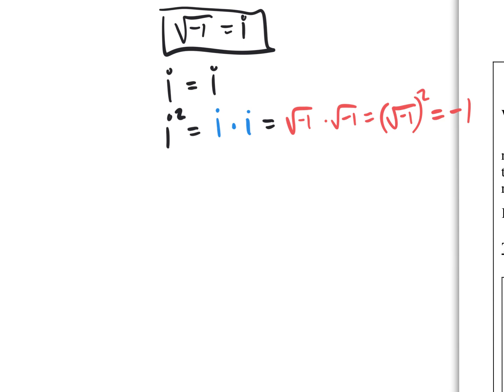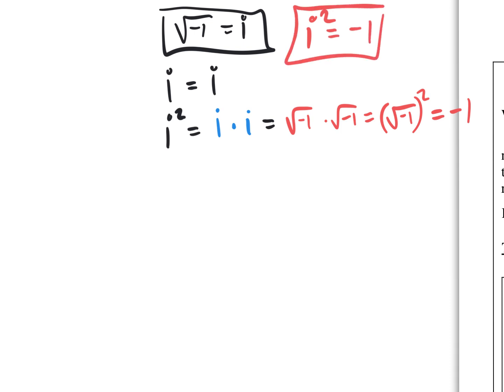Whoa. Check it out. i squared is really i times i, right? But what is i? i is really the square root of negative 1. So instead of i times i, I really have the square root of negative 1 times the square root of negative 1. And multiplying two square roots together is like having it squared. And the square and the square root eliminate, so you just have the negative 1 left over. But you don't have to worry about that math at all. All you need to worry about is this big fact right here: i squared equals negative 1.